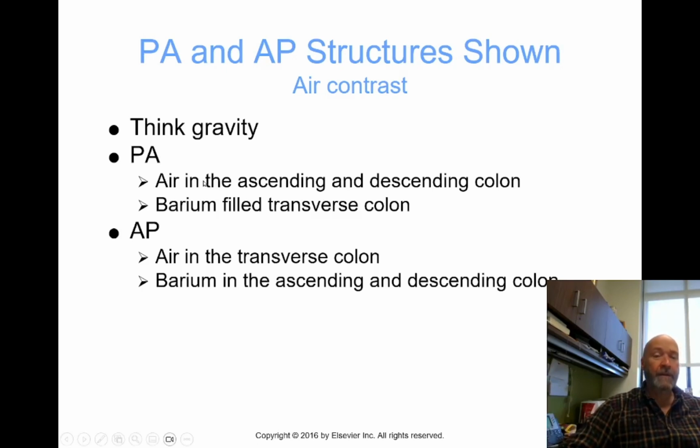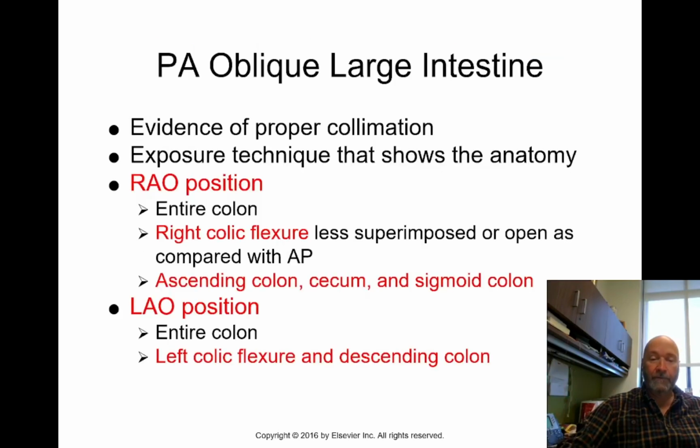PA projection. Because of barium, you're going to have air in the ascending and descending colon, but the transverse colon should have more barium in it. I'm not going to say it's filled, but it should have more barium in it. AP projection, the transverse colon is going to be further away from the image receptor, so the barium is going to be in the ascending and descending colons, and with the AP, we're going to have air in the transverse colon.